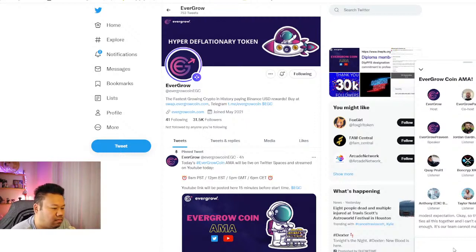So the other thing that ties all this together, and I can't emphasize this enough, is that our team cannot make money unless the investors make money, okay? Because the way we generate our income is not through the revenue created by the utilities that we're making.